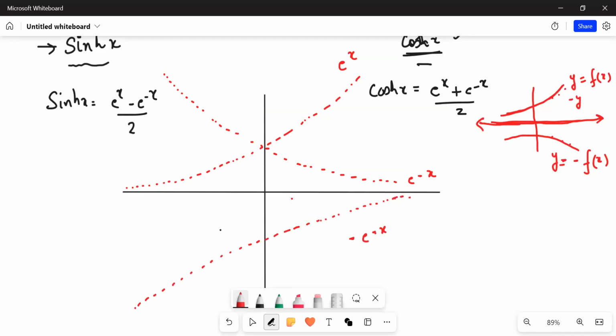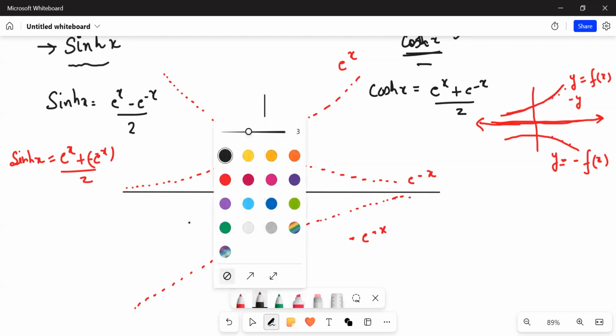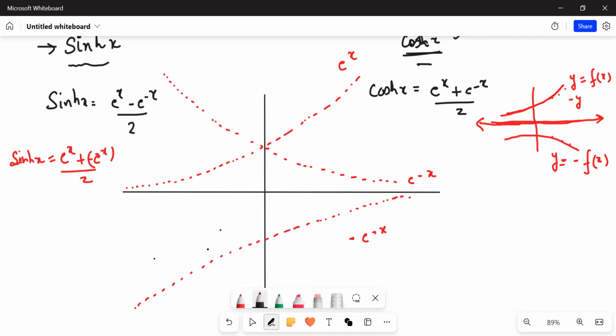Is that clear? Now we should make a graph. What this graph says is that if you want to make a sine hyperbolic graph, you have to take the sum of e power x and e power minus x and then divide by 2. So in any case, what will happen if I sum these two? You're going to have something in the middle.